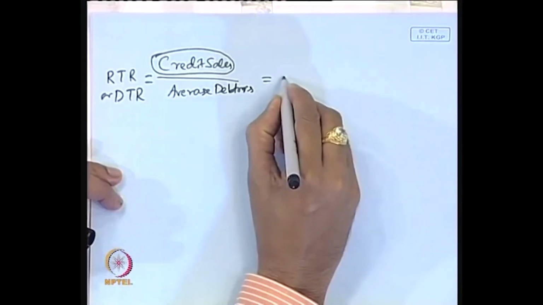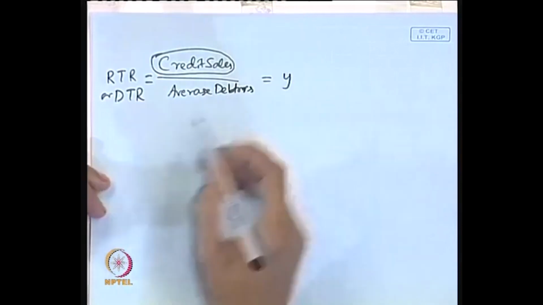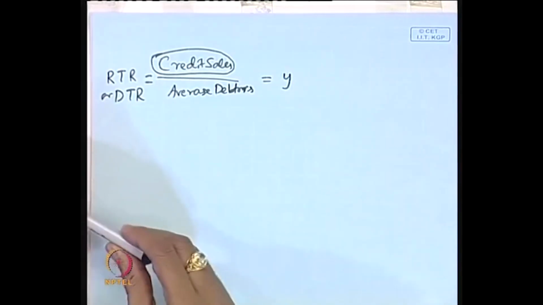So, credit sales divided by average debtors. Average debtors, as we have discussed earlier, any average figure is nothing but the average of the opening and closing figures. This ratio should always be as high as possible. Higher the ratio means you are having less money due from the customers who have purchased the goods on credit.